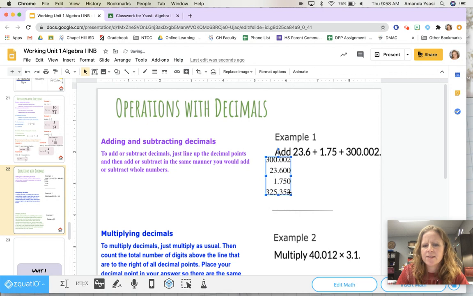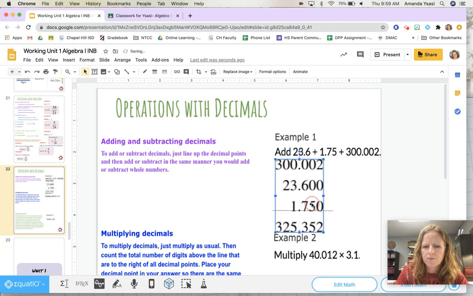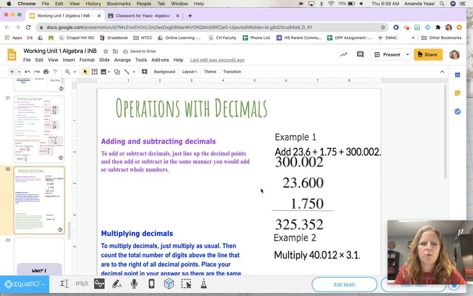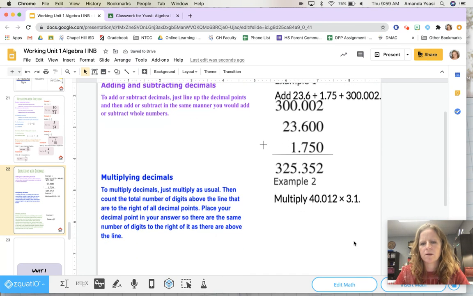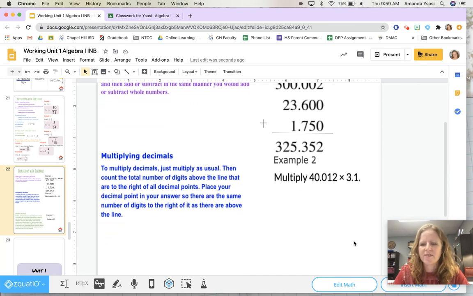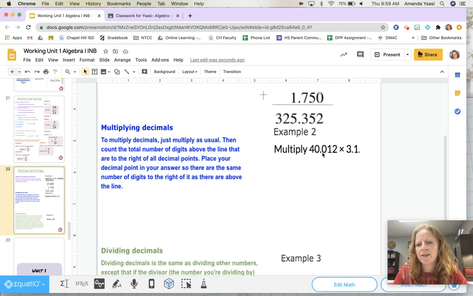And the only thing it's missing is a line, and I added a line already. There we go. And then a little plus sign. If you want to do this on paper, that's fine, and then put your answer. Okay, the next one we are going to do is 40.012 times 3.1. I'm going to do this on paper.